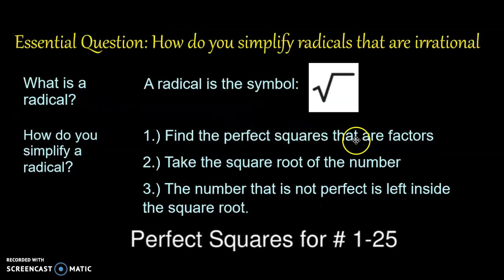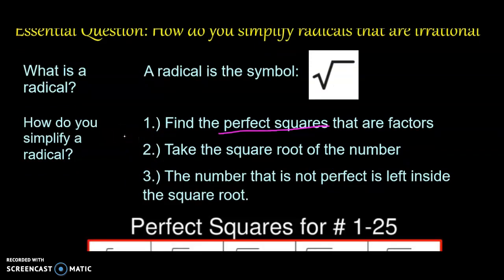You first find the perfect squares that are factors. This is a key component, that you have to make sure that they are perfect squares. And we'll talk a little bit more about what perfect squares are. Once you find that one of the factors is a perfect square, you take the square root of that number. And the number that is left inside the square root that is not perfect stays inside.